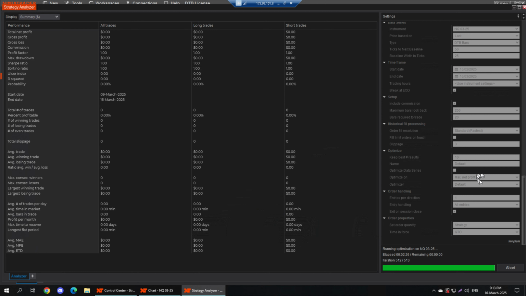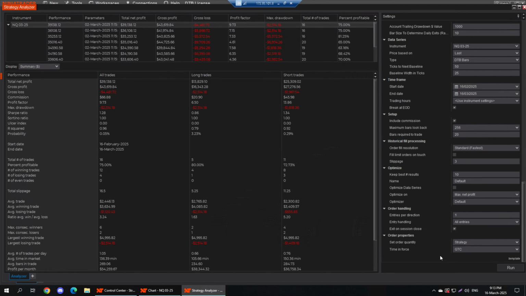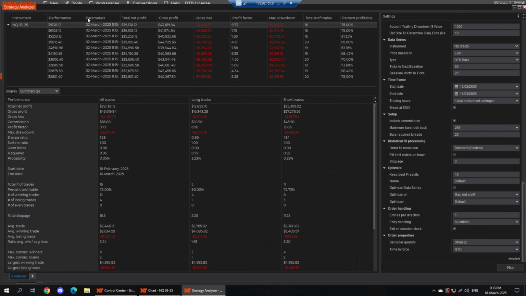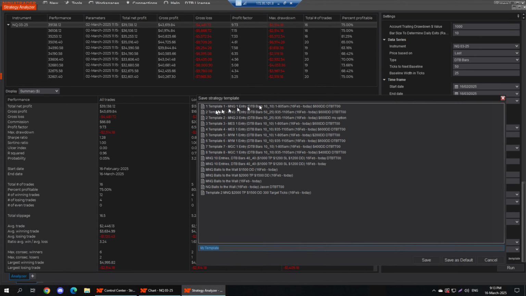Okay, so that's continuing. Okay, so now there's your result there. Okay, cool. So now you've got this. You can go template and you can go save. And you can go to one of these ones over here, and you can say template 2, whatever. I'm going to choose now. This is NQ. This is 2 entries. It's the same bar size.